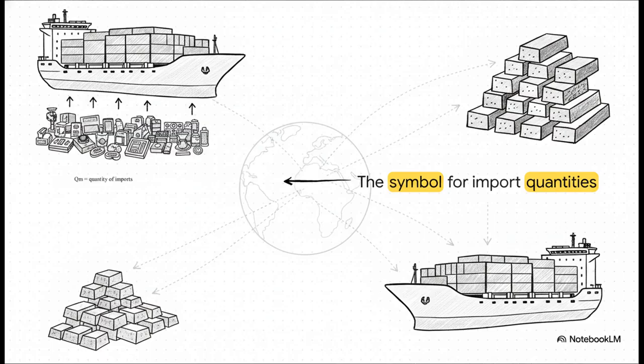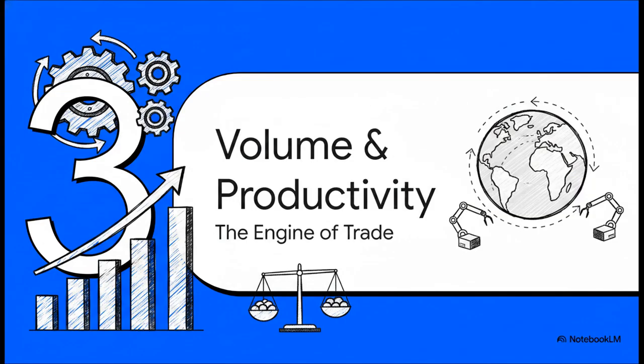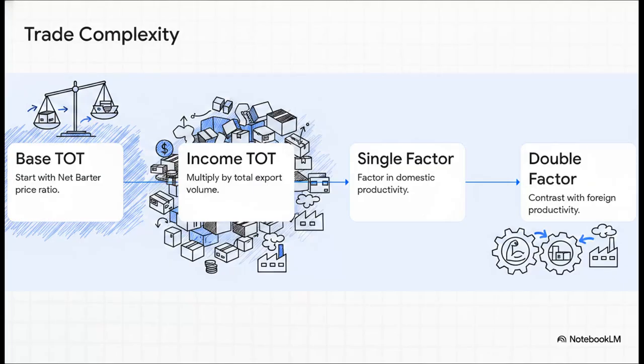If we're shipping out, say, 1 million tons of steel just to get back 1,000 tons of machinery, the gross barter terms of trade helps us immediately visualize the absolute physical disparity of that exchange. All right, Section 3, factoring volume and productivity, the engine of trade. To get a genuinely accurate picture, economists layered in some serious complexity.